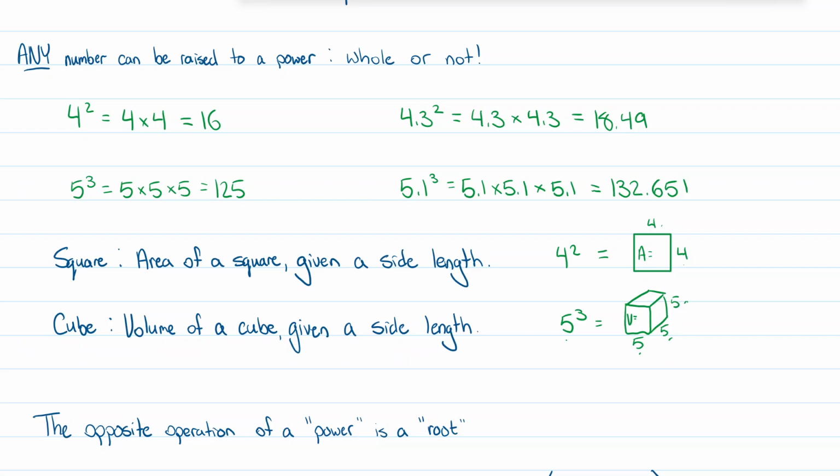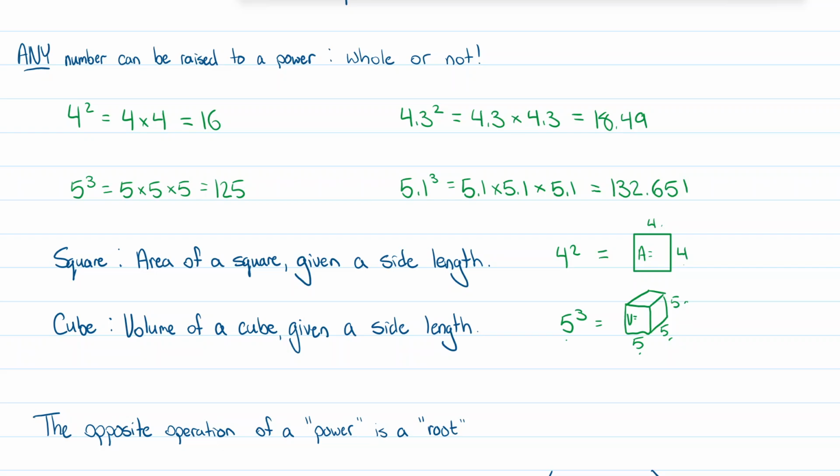Same thing for cubes. If you have 5 to the power of 3, or 5 cubed, you'll have 5 times 5 times 5, which is just 125. You can also take 5.1 and cube it. So you'll have 5.1 times 5.1 times 5.1, which will be 132.651. So a square is multiplying a number by itself twice. A cube is just multiplying by itself 3 times.